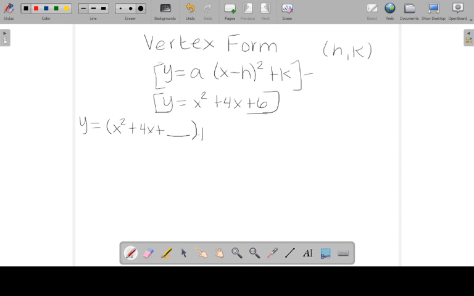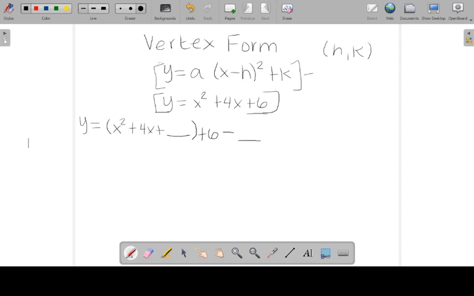We're going to write the positive 6 on the outside of the parentheses. And on the outside of the parentheses, you're going to end up subtracting. So it's going to be minus blank. So inside the parentheses, you add. Outside the parentheses, you subtract. Okay? Then the rest of it's very similar to completing the square.